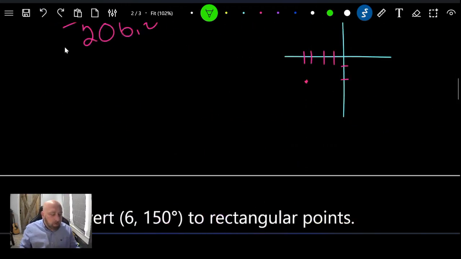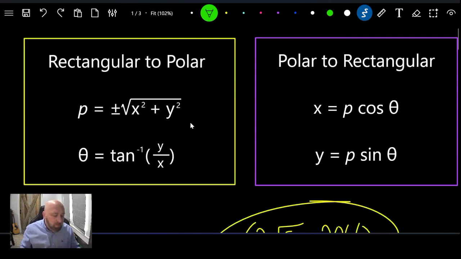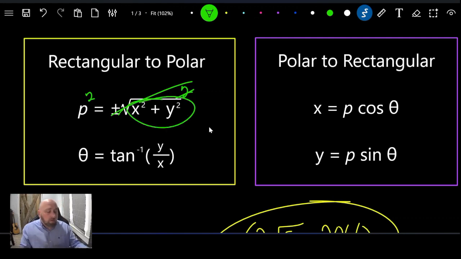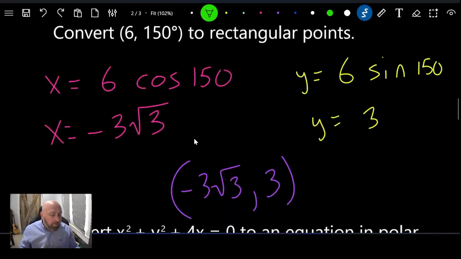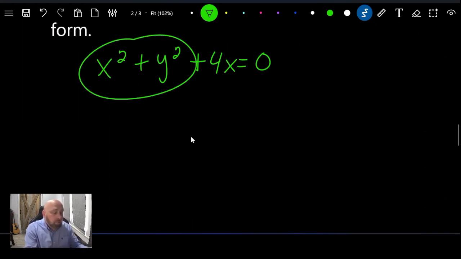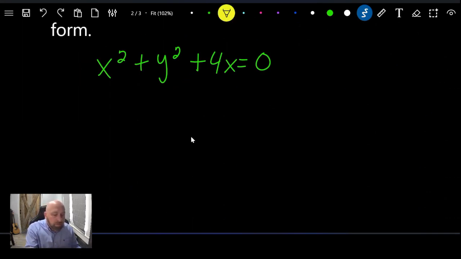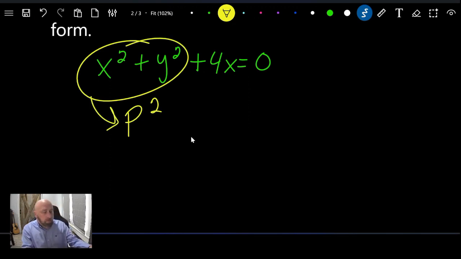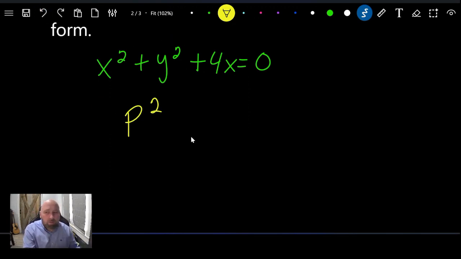So let's go back up to our formulas here, and let's look at these. If you'll notice right here, if we were to square both of these, what would we get? This would go away, and we would get rho squared equals x squared plus y squared. So let's go back and look at that. We have x squared plus y squared right there. Since rho squared equals that, this equals rho squared. We have our 4x equals 0.